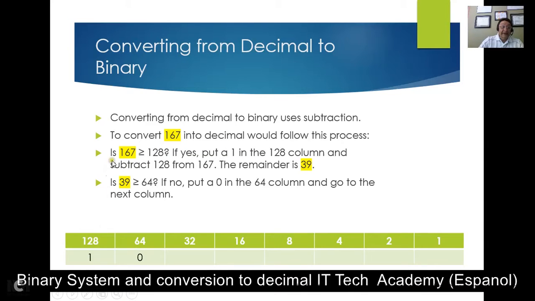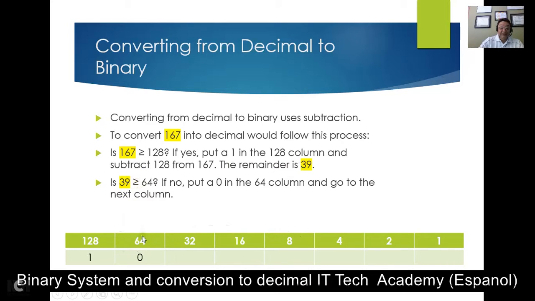And we say, is 167 greater or equal than 128? And the answer is yes. 167 is greater than 128. So we put the 1 there, and then we subtract that number, and it's going to be 39. And then we keep going on our table to the next column.